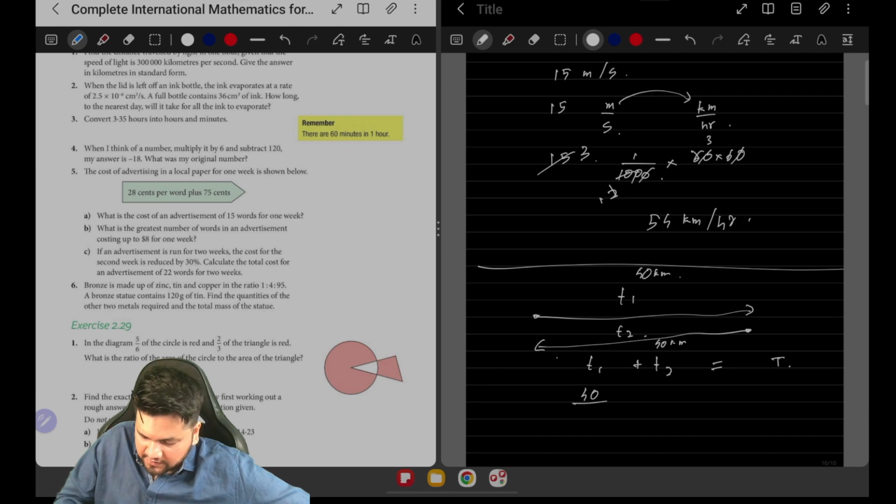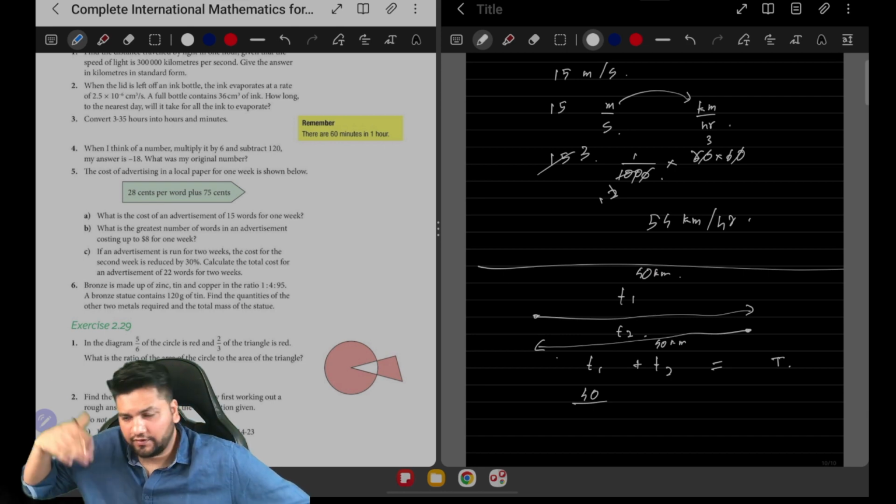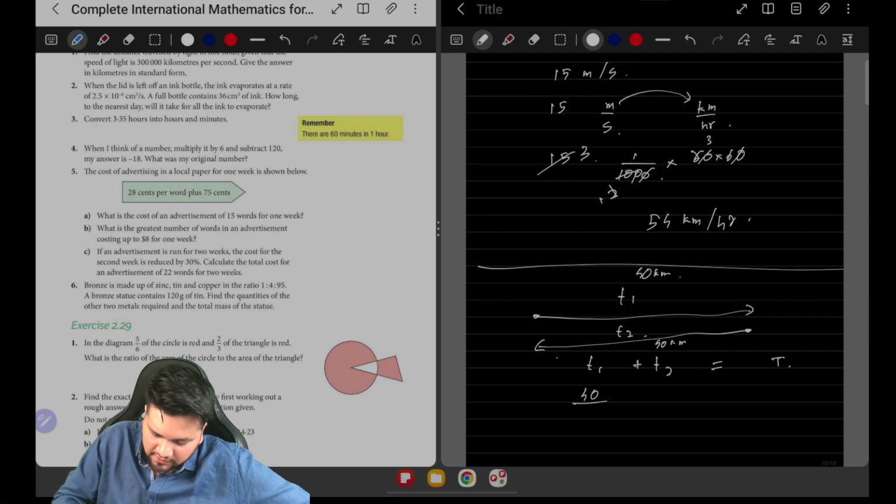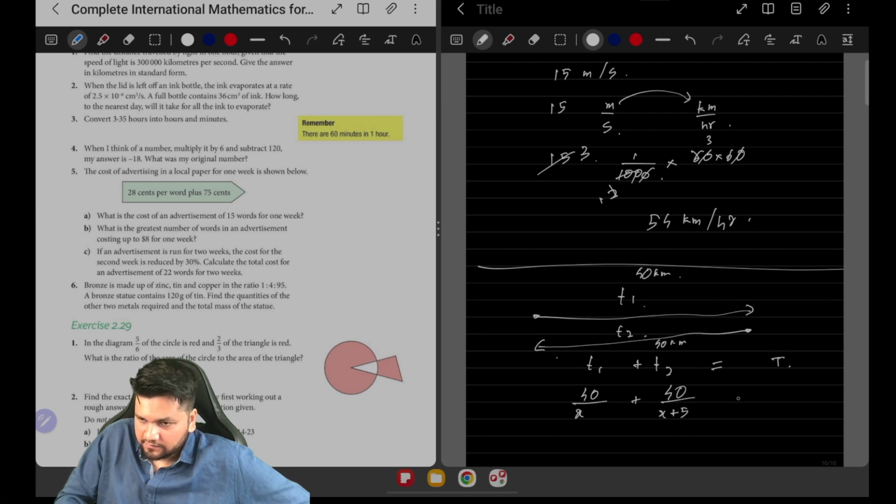time, whatever they have considered, or maybe you must have got, it took 5 more than the previous one or whatever. So overall this journey time, speed is x, so x plus t2 would be 40 by, and it took 5 kilometers per hour more, so x plus 5, that would be the total time, and it took 3 hours for that journey. So that way you can figure it out.